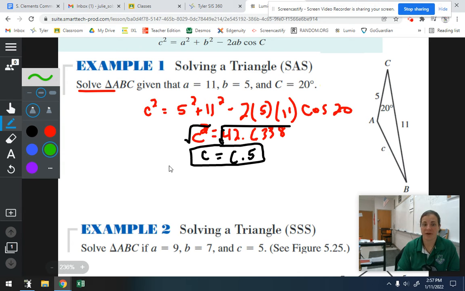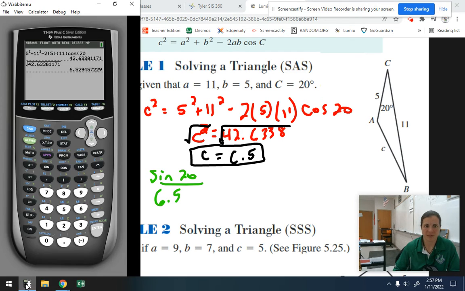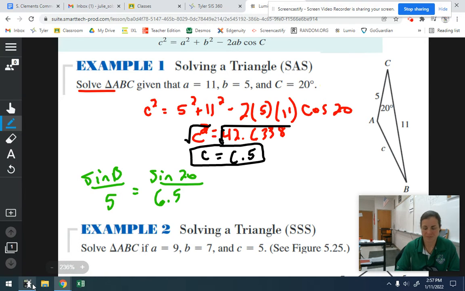So, for example, for angle B, I can use the law of sines. So now I've got sine of B over 5, and I've also got the sine of C, which is 20, over that C value I've got. So that's the 6.5. I'm going to put a couple more decimals in there, 6.5295. Okay, so if you're doing calculations, give me at least 3 or 4 decimals so that you can have an accurate answer. Now, notice I picked angle B.